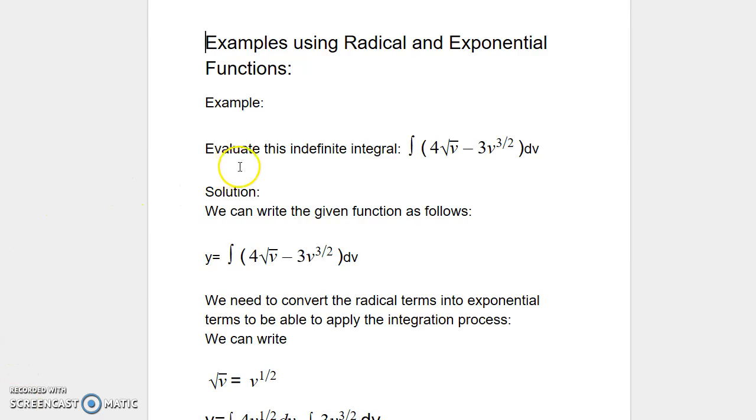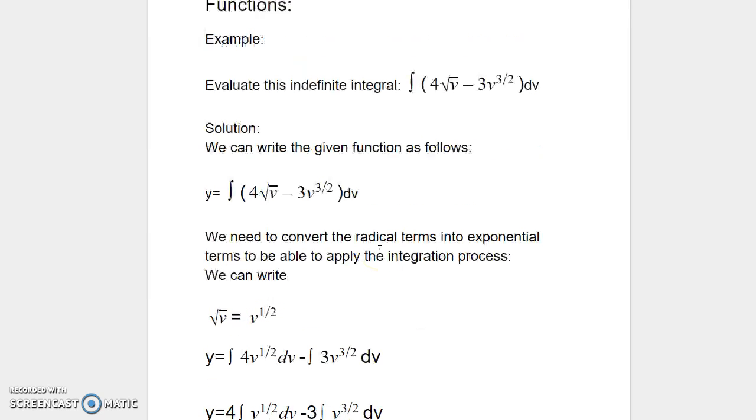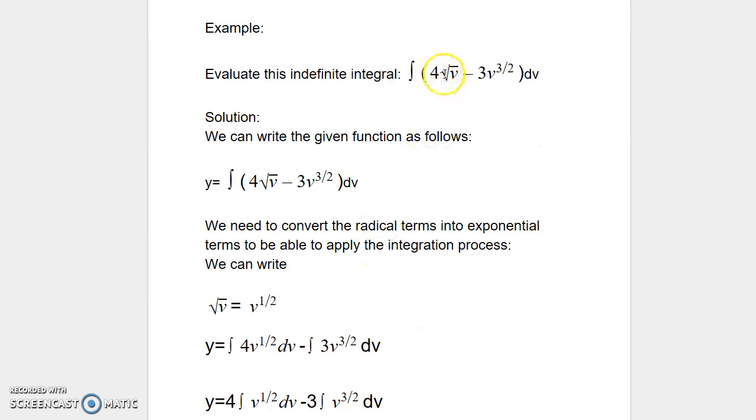Let us look at an example which involves radical terms and exponential terms. Let us evaluate this indefinite integral 4 square root of v minus 3v to the power of 3 over 2 dv. When we have functions of this kind, we want to convert the radical terms to exponential terms and then apply the process of integration.